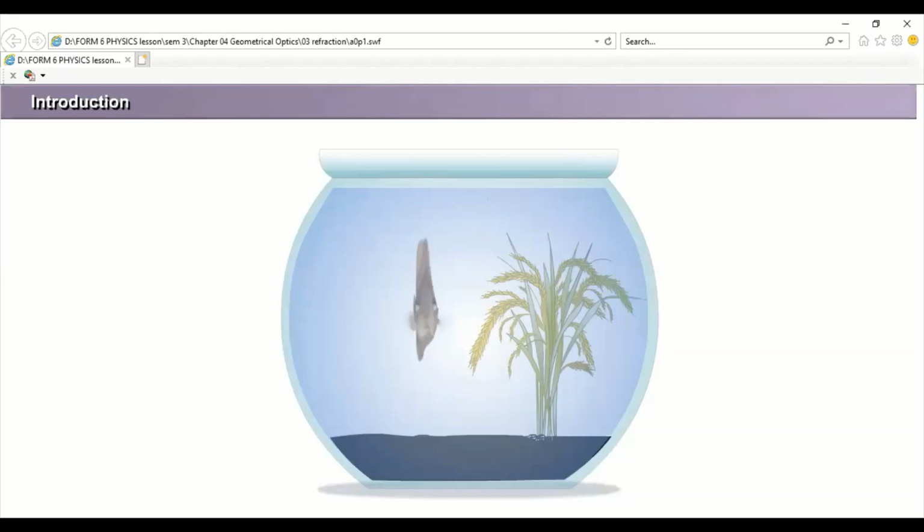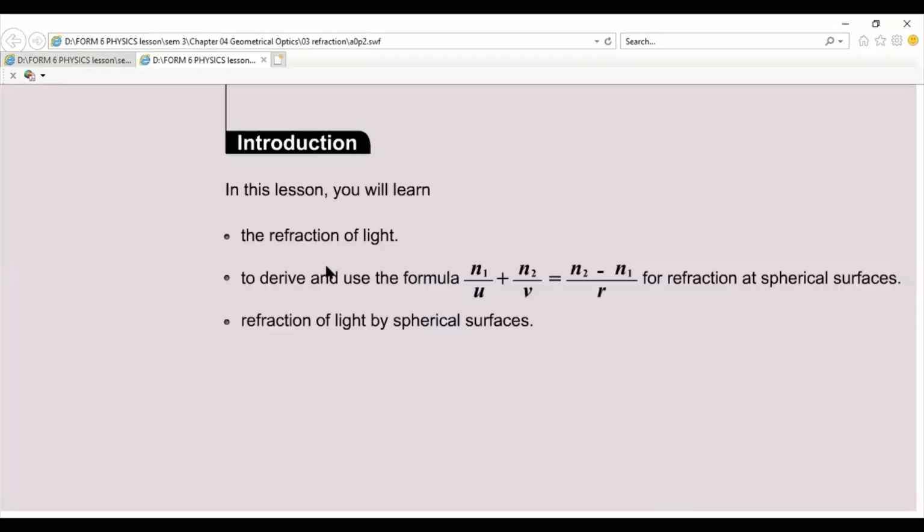Ladies and gentlemen, we go to the next slide. We notice the introduction: in this lesson, you will learn about refraction of light, to derive and use the formula n1 over u plus n2 over v equals n2 minus n1 over R for the refraction at a spherical surface. You will learn the refraction of light by the spherical surface.